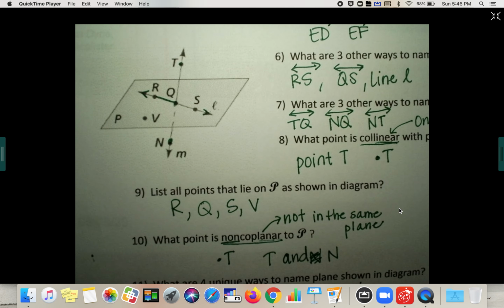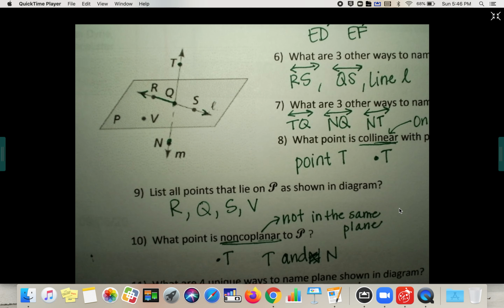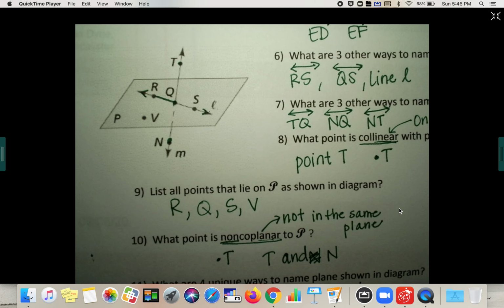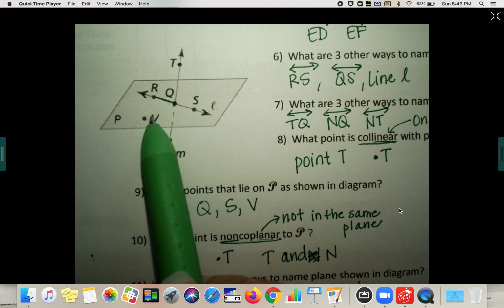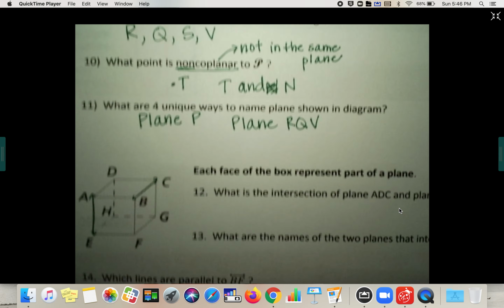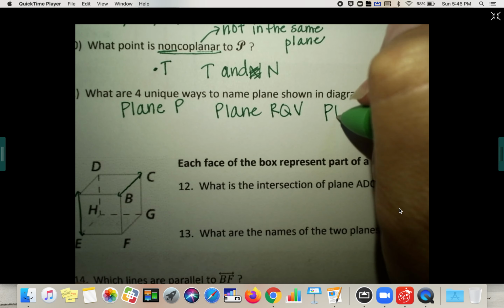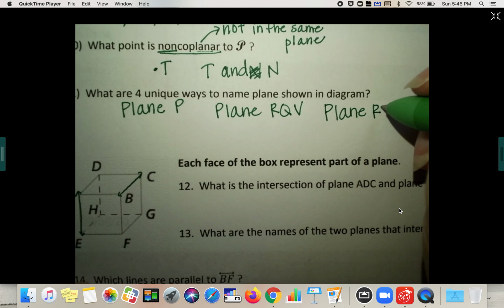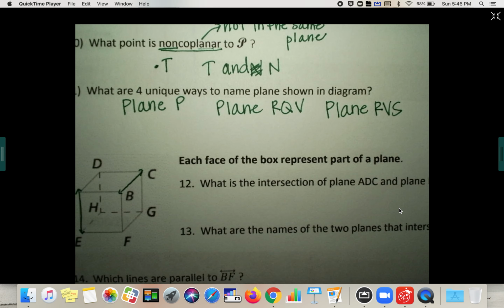Another way is let's find 3 more points. What about RVS? R and S are on the same line, but V is not, so that's okay. I'm going to call it plane RVS. Okay, and then one more way.